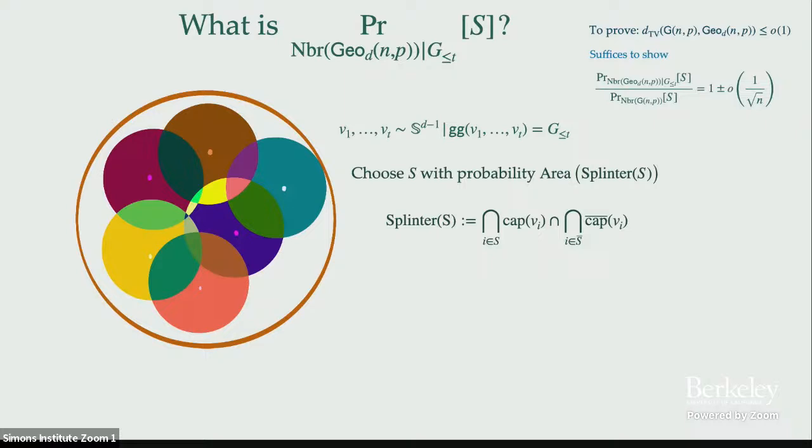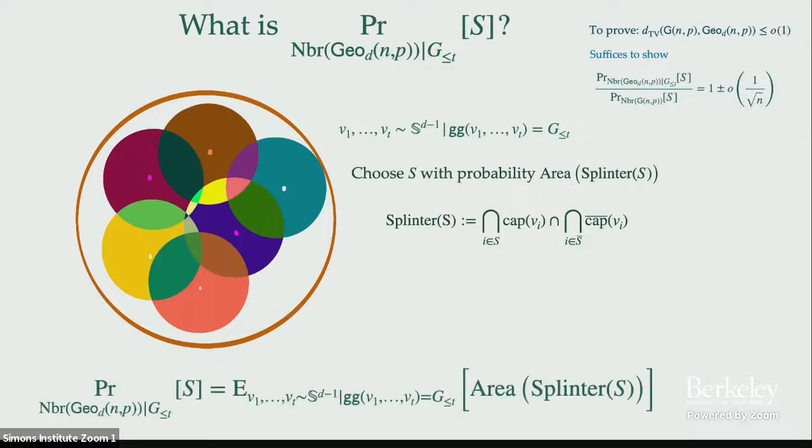Okay, cool. So this probability can be written as the fractional area of this splinter. It's actually an expectation under this distribution, where we're free to choose V1 through Vt as long as they generate the graph GT. So this is the interpretation of this probability: the expectation of the area of a shape.